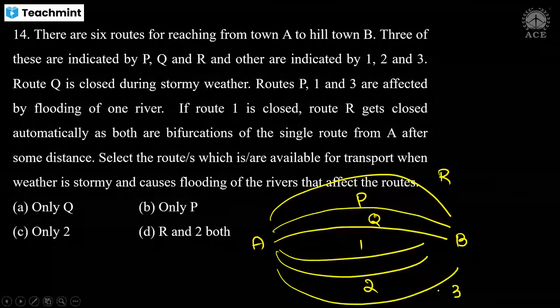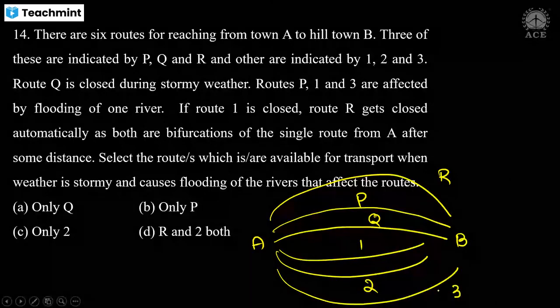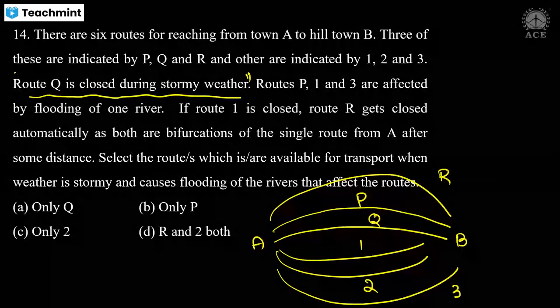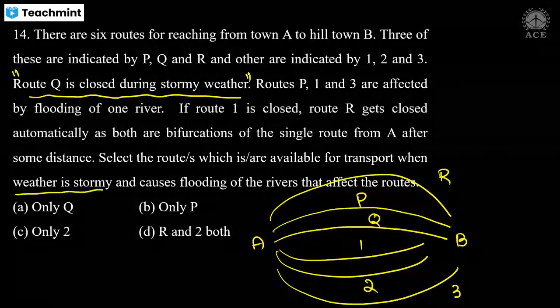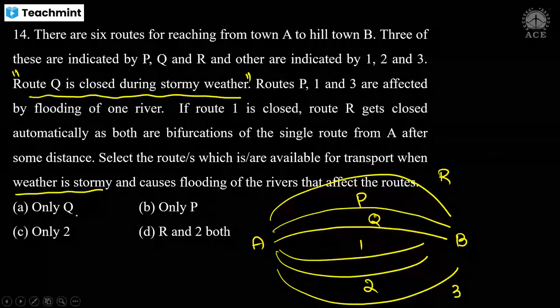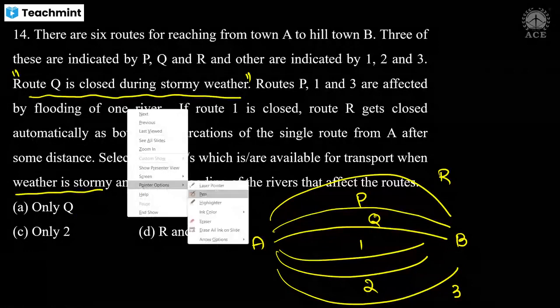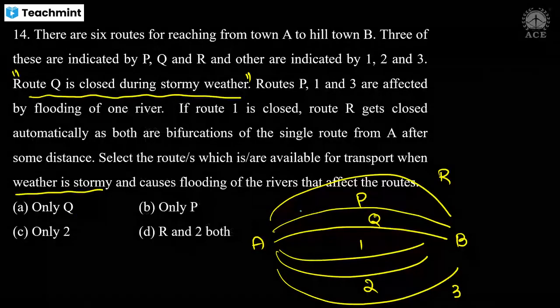But Q is closed when the weather is not good, stormy weather. Right. Here they mention in the question that the weather is stormy. So we cannot go with route Q now. Q is closed when there is bad weather, so they mentioned already. So Q is not available now.